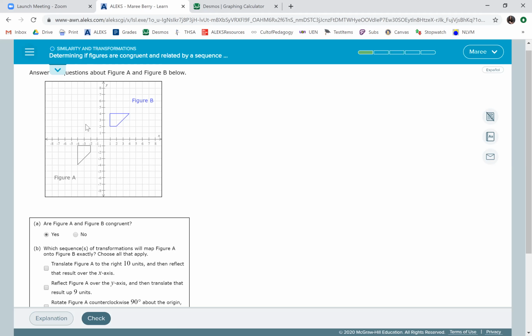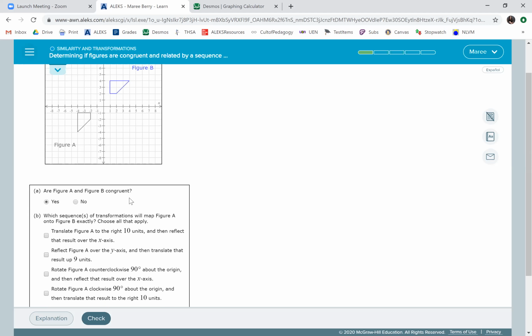Reflect figure A over the y-axis. So this would go, wait, -2 would go right here. Then translate that result up 9 units. So that would be up to 10. No, that's not going to work. Or no, 8. It would be up to 8. So there's no point there. It's not the second one.